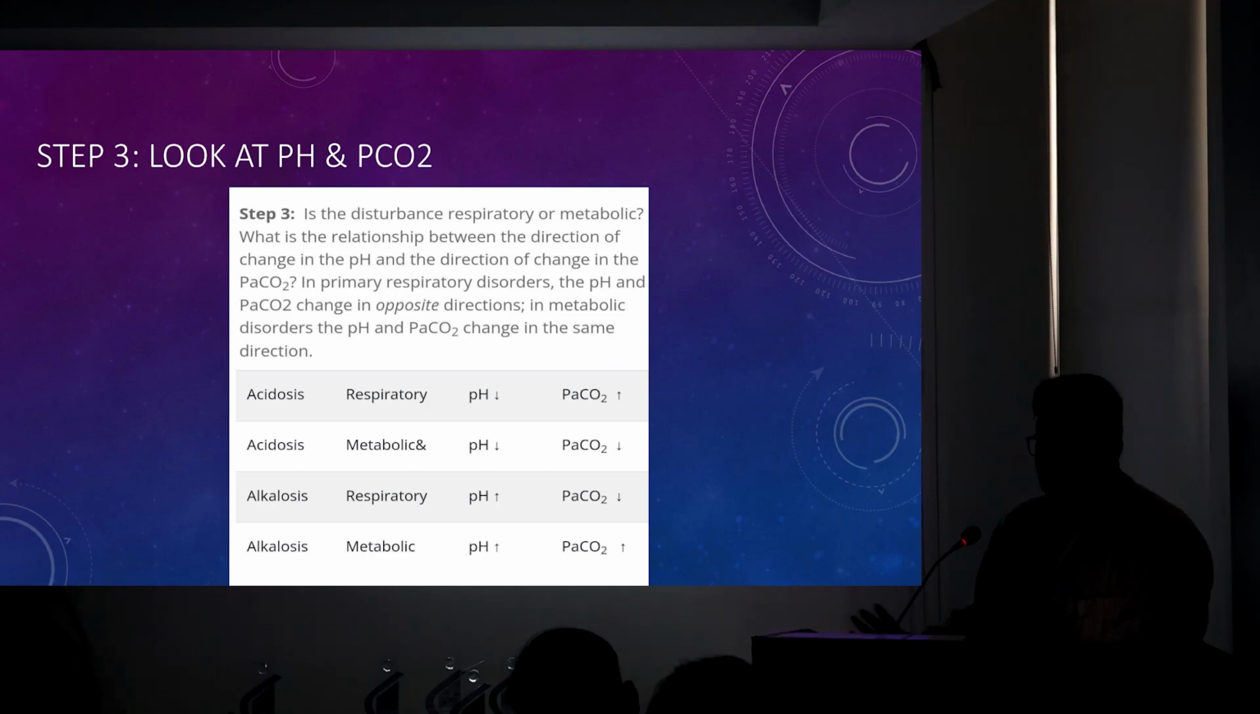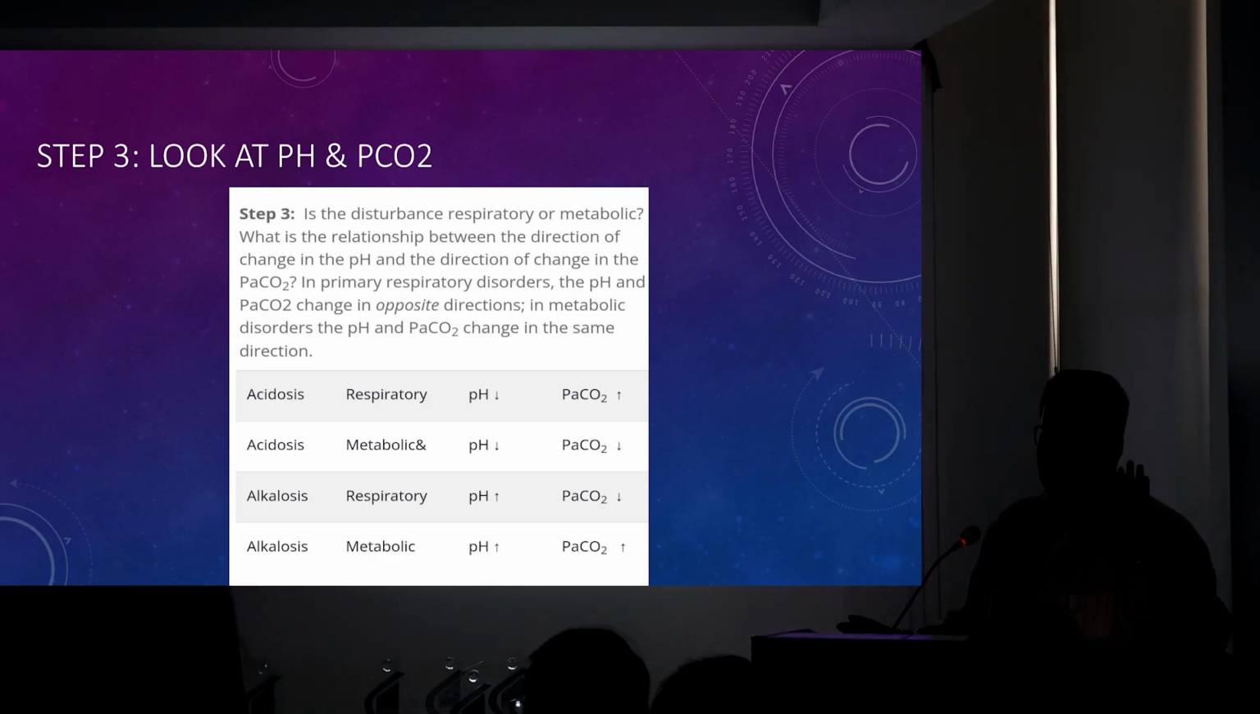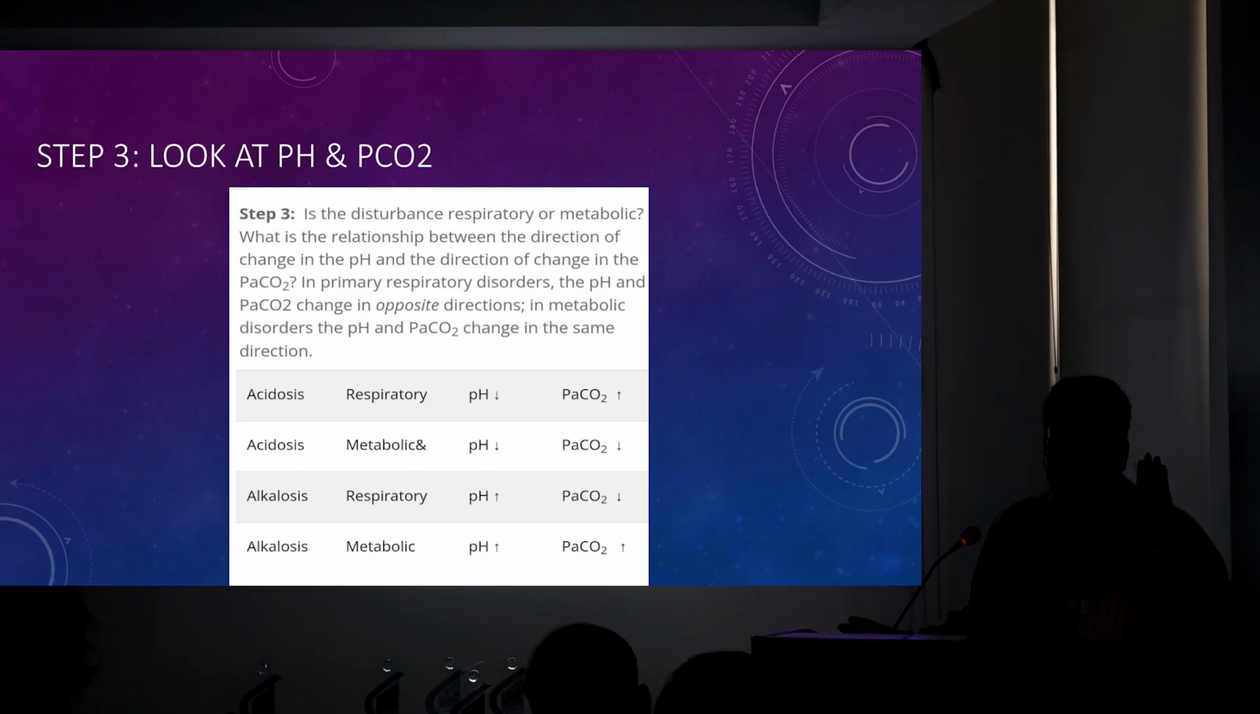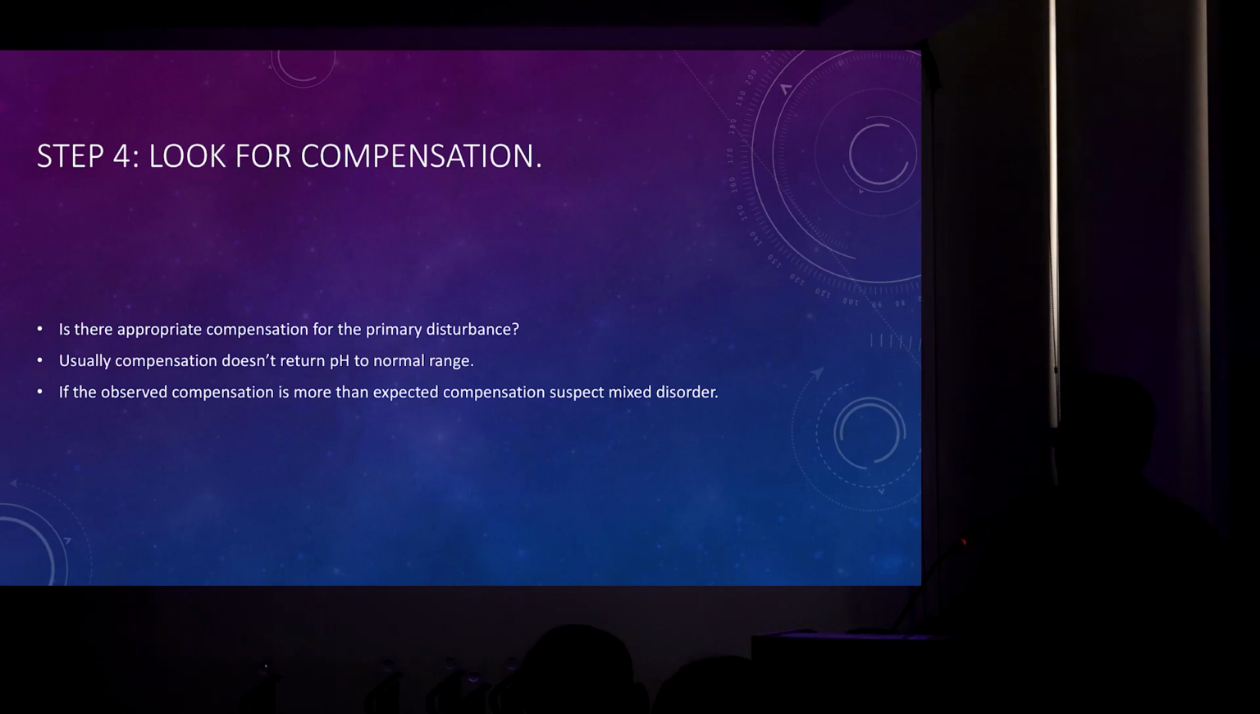So I think up to this part it is easy. At a glance at the ABG, we can arrive at whether this is acidosis or alkalosis, respiratory or metabolic. Now comes the tougher part: look for the compensation.